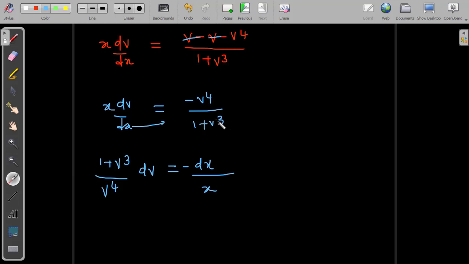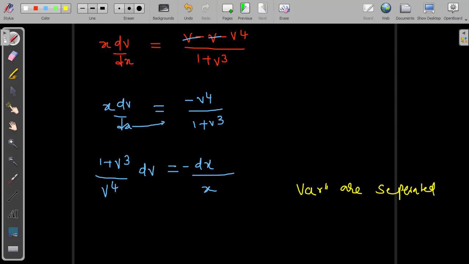I repeat again. This one I have taken to the left. What is in the numerator, if you bring it left, takes place in the denominator. dv stays in the same place. Again, what is on top and what is at the bottom, if you shift it to the right side, the numerator goes to the denominator. Now clearly the variables are separated.